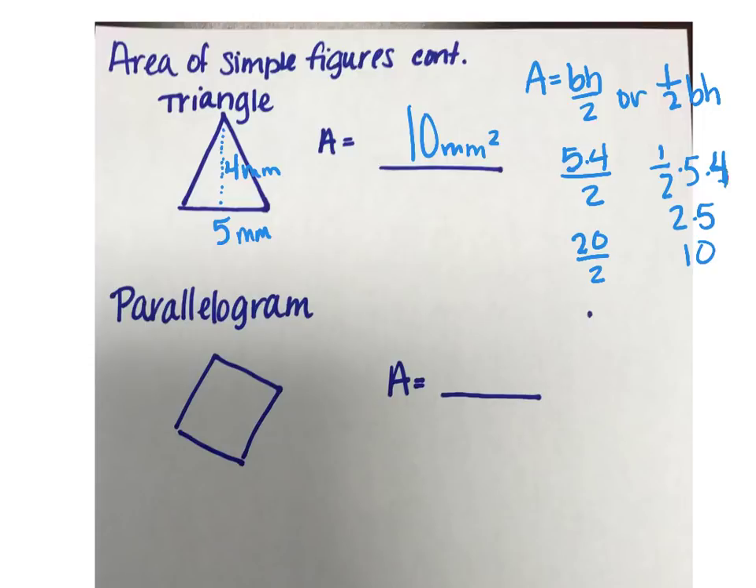Our last shape is a parallelogram. Okay, a parallelogram is going to use the same formula as square and rectangle, which is base times height. And a parallelogram is just a square on its side. So if this is 5, then the whole thing is 5. So you would have area equals 5 times 5. 5 times 5 is 25. And we put 25 centimeters squared.